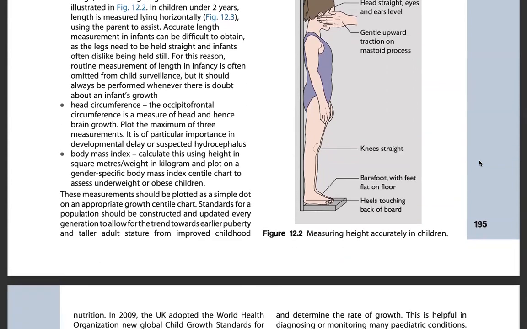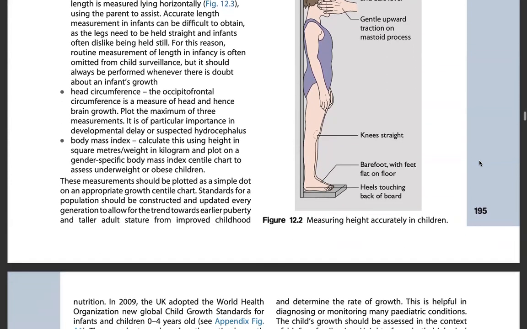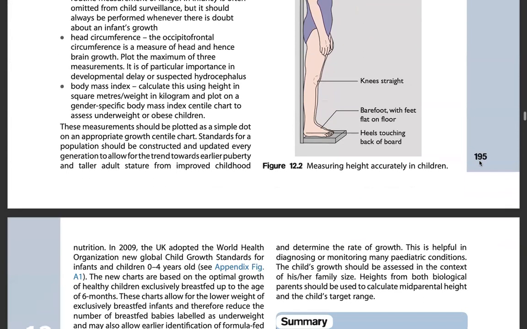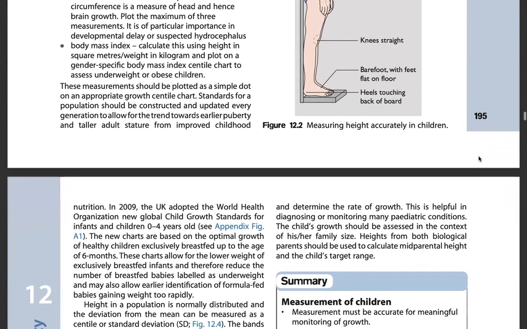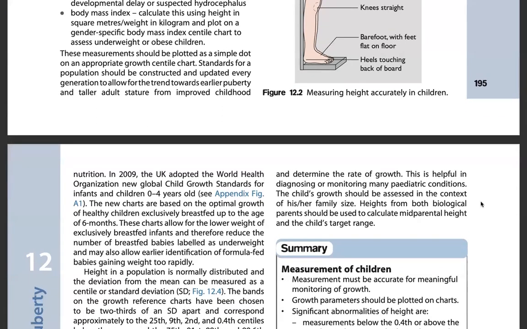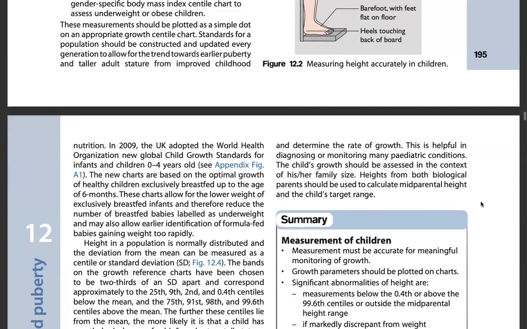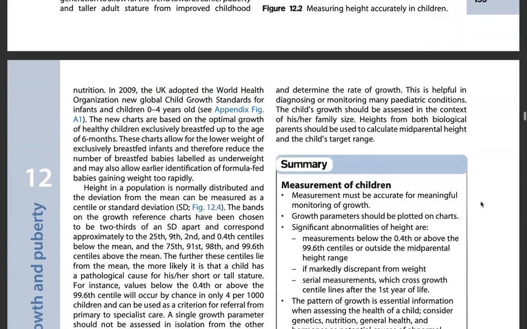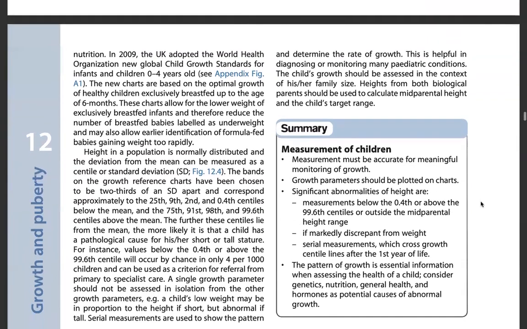Standards for a population should be constructed and updated every generation to allow for the trend towards early puberty and taller adult stature from improved childhood nutrition. In 2009, the UK adopted the World Health Organization's new global child growth standards for infants and children 0 to 4 years old. The new charts are based on the optimal growth of healthy children exclusively breastfed up to the age of 6 months.